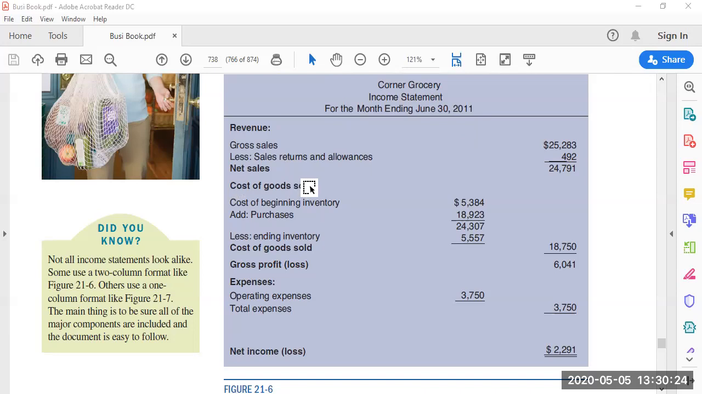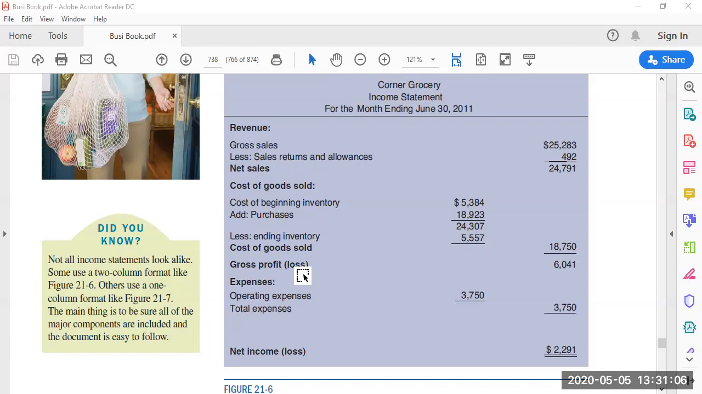Then we go to the cost of goods sold section. In that section, we list the cost of the beginning inventory. Then we say add purchases. Single underline, then give your total there. And then you say less ending inventory. There's a single line. And then cost of goods sold goes all the way over in the far right column. And that would be the difference between this value here, 24,307, and your ending inventory. So your cost of goods sold is there with a single underline under it.